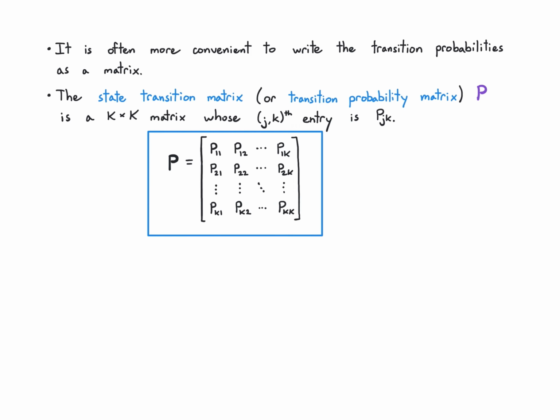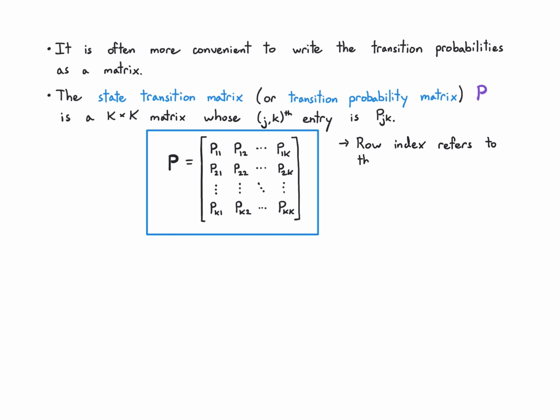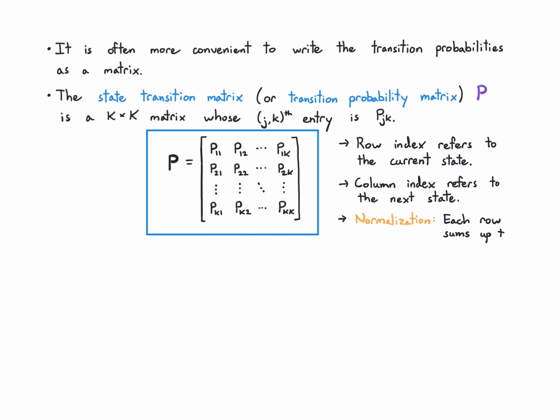Okay, so the row index here refers to the current state, and the column index refers to the state we're going to, or the next state. And so by normalization, that means that each row has to sum up to 1. It's not necessary that the columns sum up to 1, but they might.